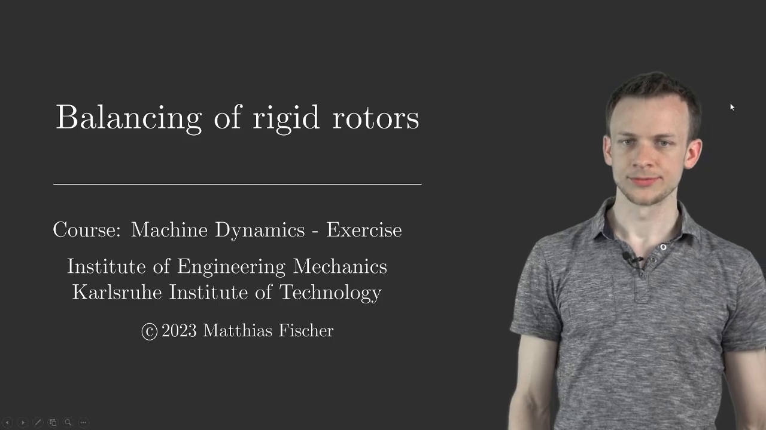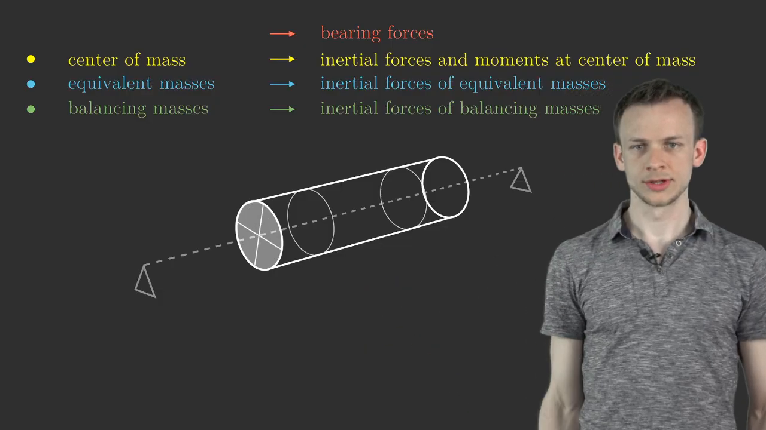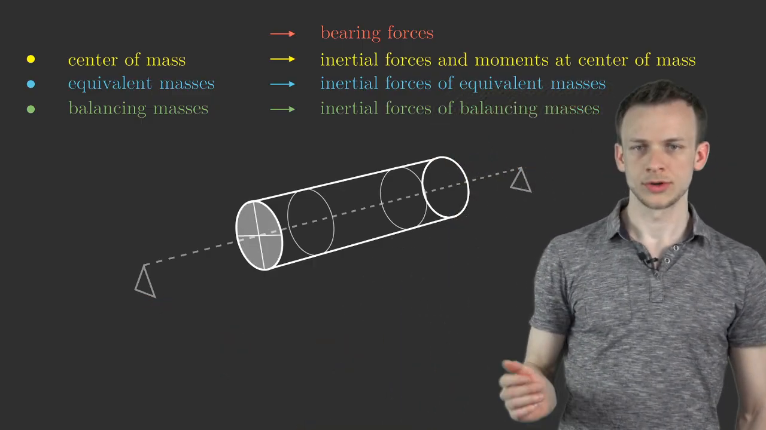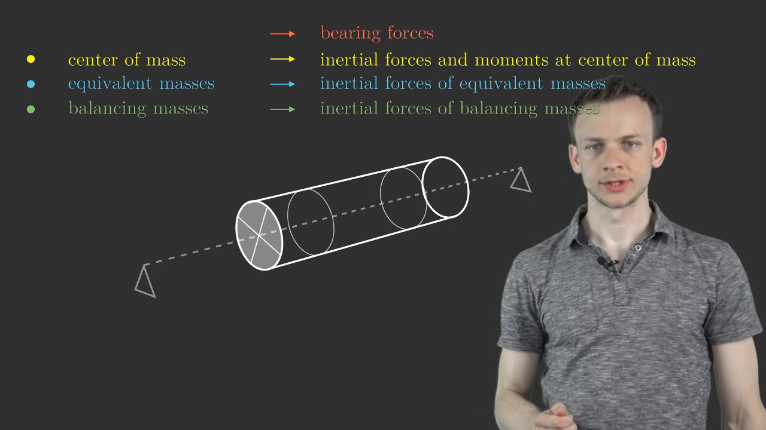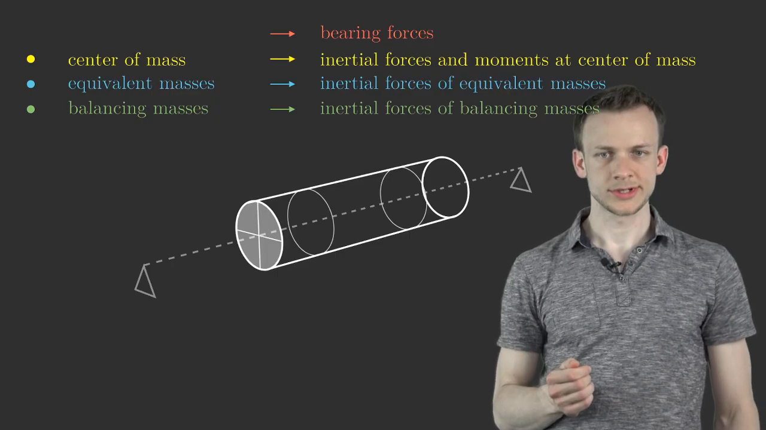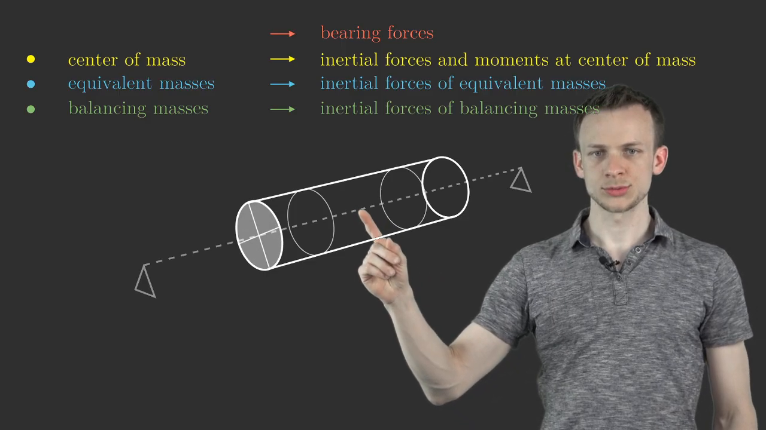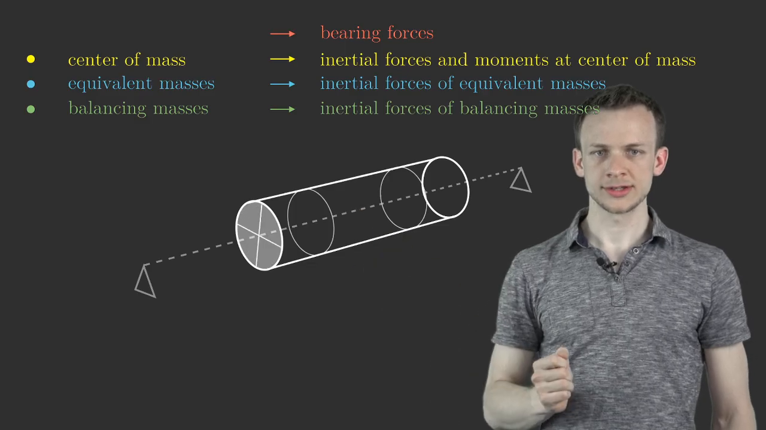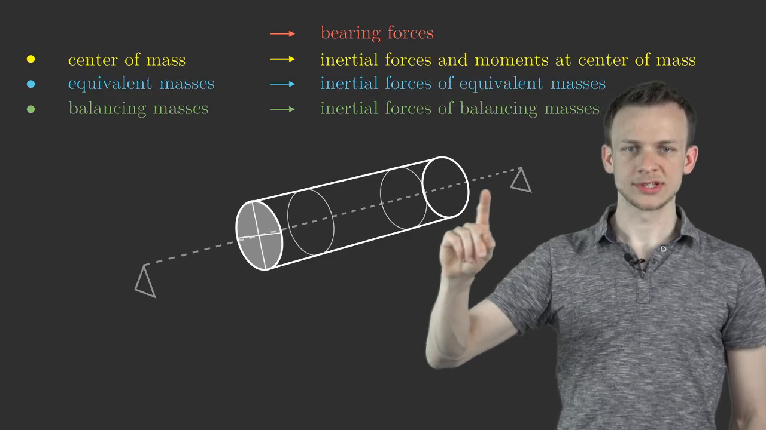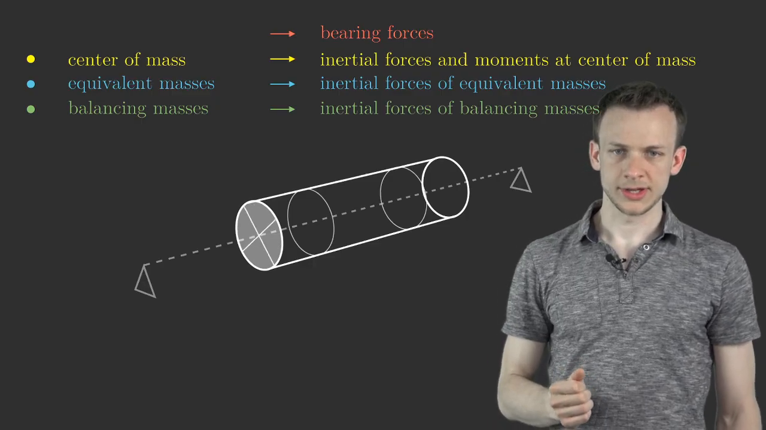For this exercise we will consider a certain rotor as shown here, which is mounted between two bearings, rotating with a constant angular velocity. In this case, for example, if this was a perfectly balanced rotor, we would assume that the center of mass of this rotor would lie on the rotational axis, and also the principal axis of this rotor would be the same as the rotational axis here. But generally, this is not the case.